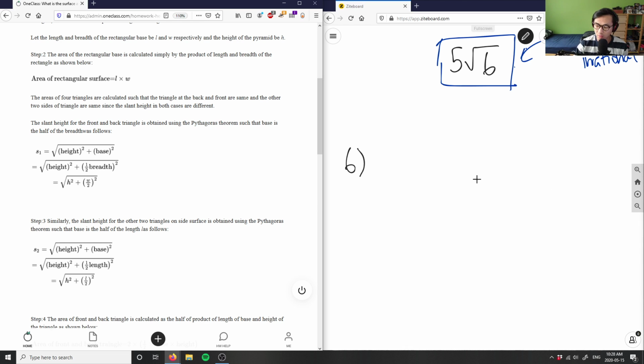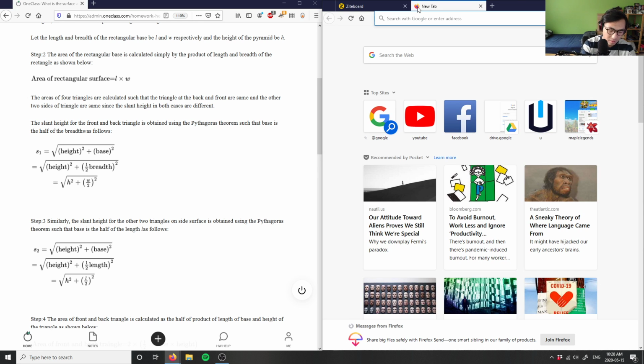Similarly, for the other 2 triangles, so this was for the front and back triangle, these 2 are for the sides. I don't know if I can draw a pyramid here. It's kind of hard to draw a pyramid. Maybe I'll just show you a pyramid. It'll be easier.